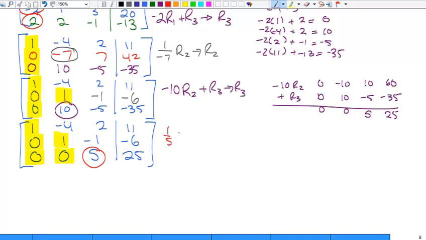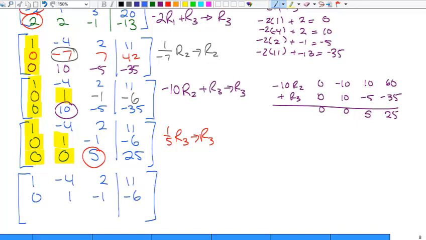In order to get the 5 to become a 1, I multiply. The rule says to multiply by its reciprocal, which is 1/5. Notice that row 1 and row 2 stay the same. And then I'm just going to take row 3 and divide it by 5. 0 divided by 5 is 0. 0 divided by 5 is 0. 5 divided by 5 is 1. 25 divided by 5 is 5.